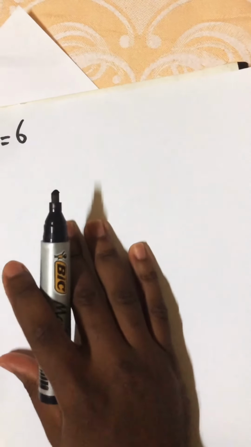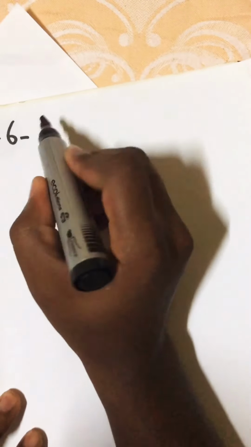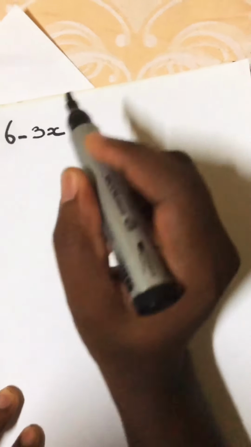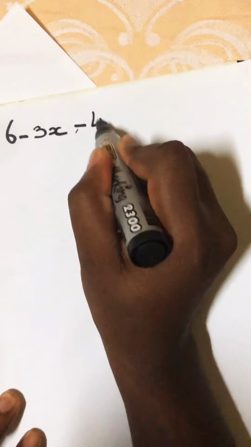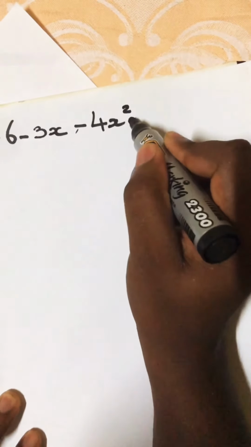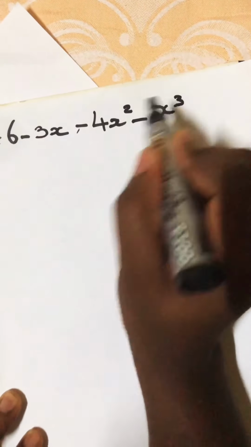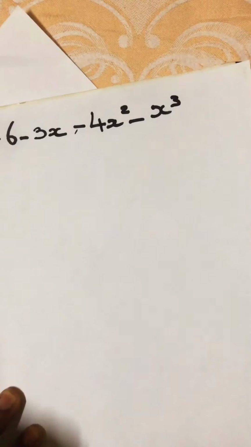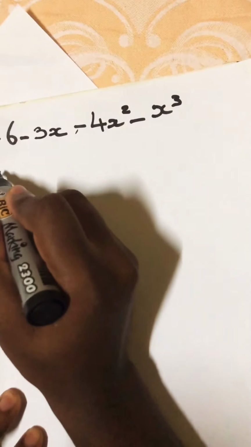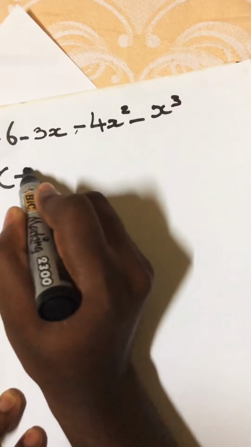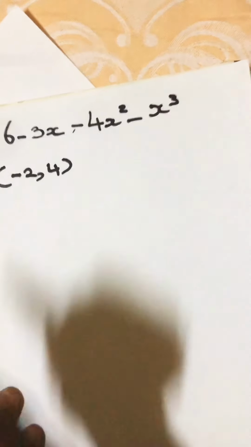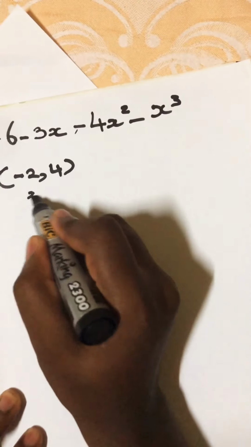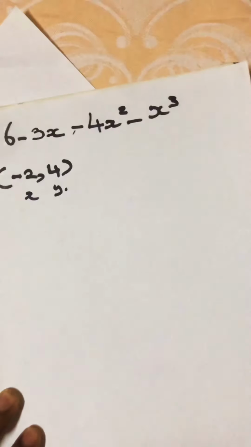Let's say the equation of a curve is given as y equals 6 minus 3x minus 4x squared minus x cubed. This is the equation of our curve. Now we should find the gradient at the points -2 and 4. This is the x value and this is the y value.